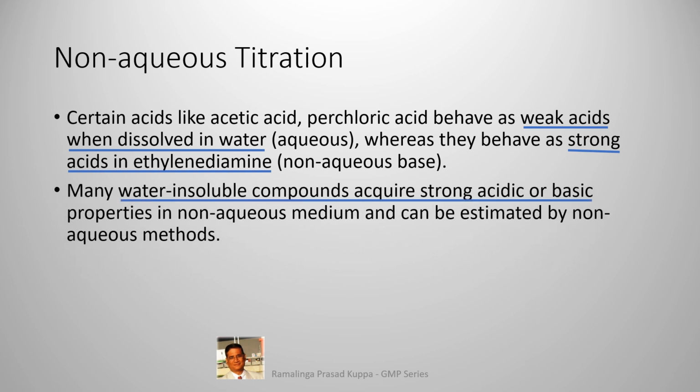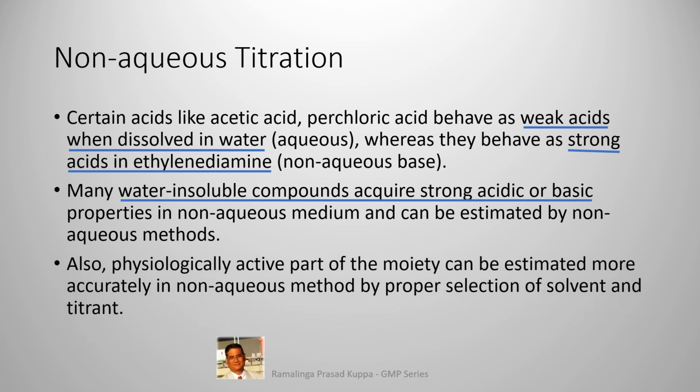Many water-insoluble compounds acquire strong acidic or basic properties in non-aqueous medium and can be estimated by non-aqueous methods. This is precisely the reason for adopting non-aqueous titrations. Also, the physiologically active part of the moiety can be estimated more accurately in the non-aqueous method by proper selection of solvent and titrant. So, specific moieties can be estimated very accurately by this non-aqueous titration method.